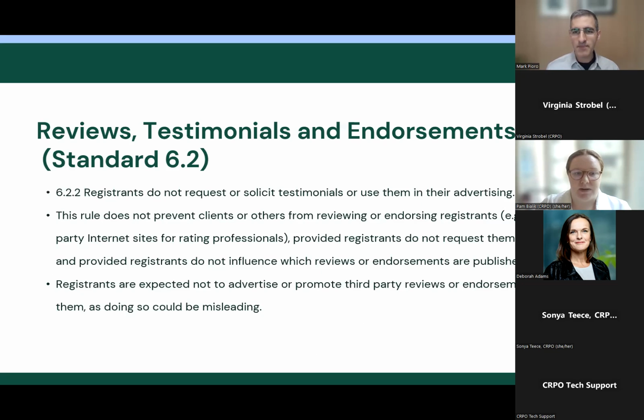Similarly, registrants are expected not to advertise or promote third-party reviews or endorsements about them, as doing so could be misleading. For example, a therapist's 5-star average rating does not imply that the registrant is in the best position to treat a particular client, nor does a local award indicate fitness to practice with specific clients. Advertising these types of awards or commendations are similarly prohibited under the standard.